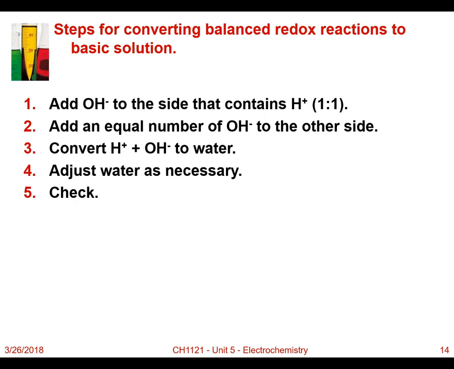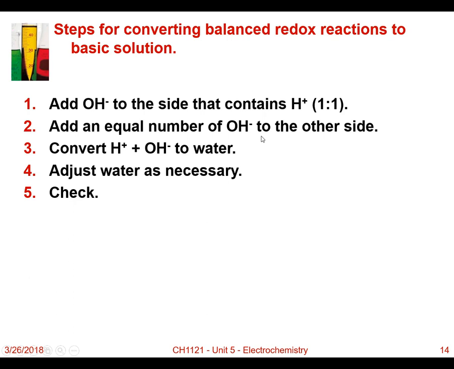In step 3, to the side that has both hydrogen and hydroxide, we convert them to water. In step 4, we adjust our water as necessary. And in step 5, like in any other part of balancing a redox reaction, we always check at the end. And if the equation is balanced for mass and charge, we know that it's right.